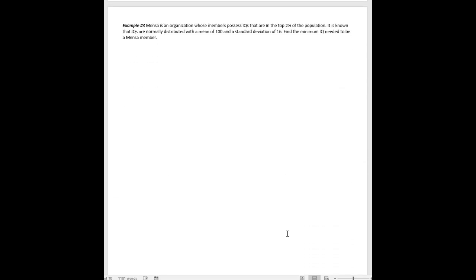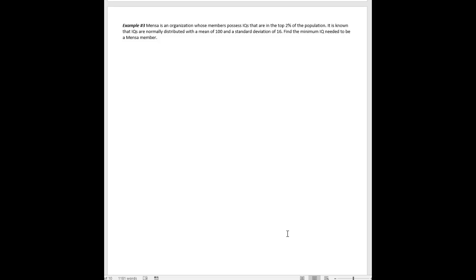All right, now third example, and then we are going to get out of here, is this. Mensa is an organization whose members possess IQs that are in the top 2% of the population. It is known that IQs are normally distributed with a mean of 100 and a standard deviation of 16. Find the minimum IQ needed to be a Mensa member.